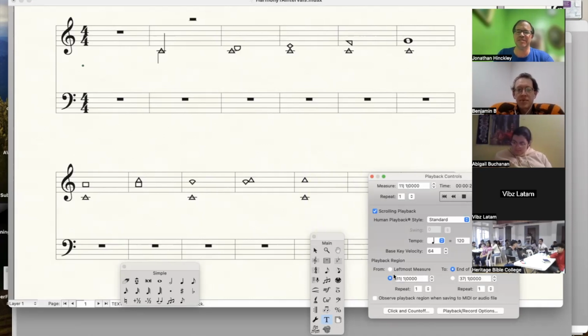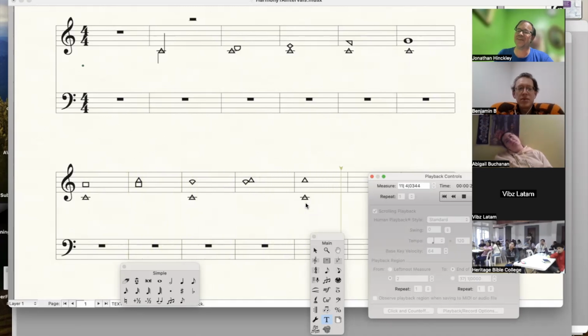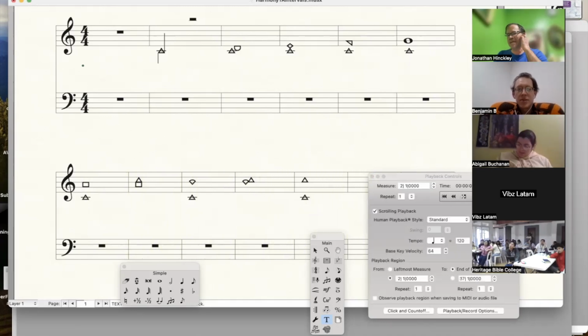So let's just listen to everything from the beginning again. Okay, unison, second, third, fourth, fifth, sixth, which is same as a third, seventh, same as a second, and octave. Okay? And those are intervals, the distance between two notes.